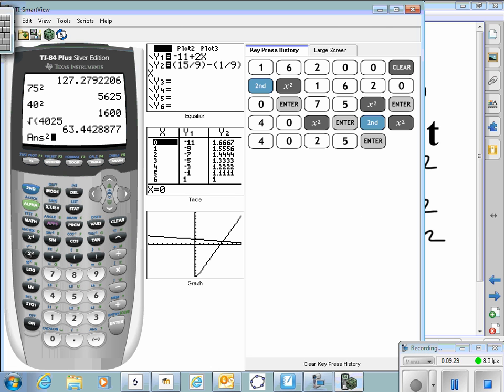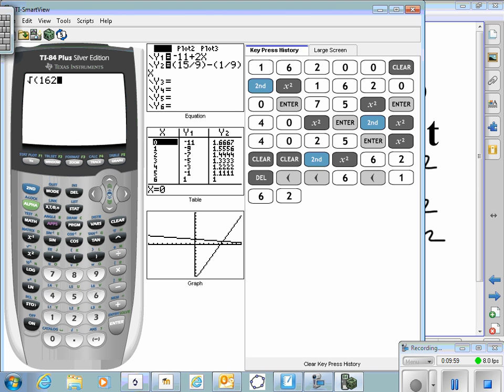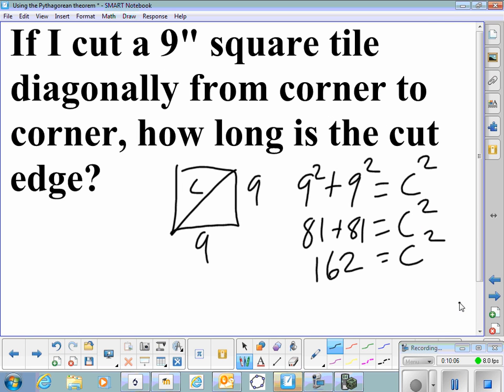Second function square, whoops, I didn't hit the second function. So second function square, 162. It tells us 13 inches more or less, closer to 13 than it is to 12 anyways. We're going to round it. We'll call that C 13 inches. And when you're dealing with tile, you have to put a gap in between the tiles for grout anyways. So using 13 inches for that length may be good enough.